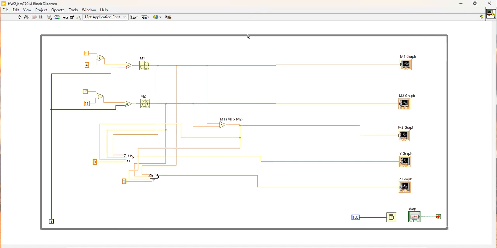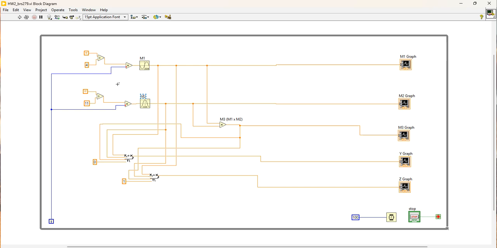For section B of the homework assignment, we were supposed to create three different functions, M1, M2, and M3. And then using those three functions, create a graph of each of them, and then also a graph of Y and Z, which are the mean of the three functions and the root mean square of the three functions. I implemented this using a while loop.